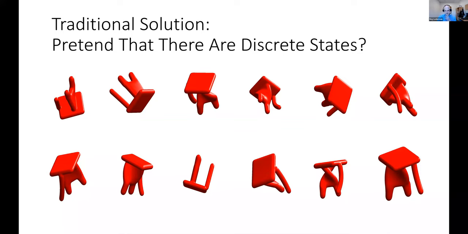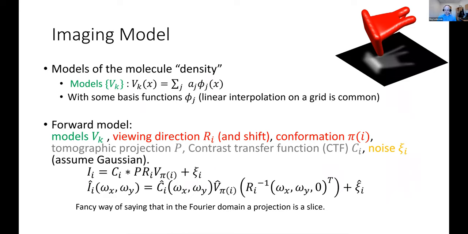Okay, so that's the traditional approach, discretizing it. Just to put this a little bit more mathematically, these are a few slides that are very packed, so I'll just try to explain the general idea. We have a set of models that represent the electric density of this molecule. Each one of these volumes or densities is a function, and usually we describe this function as some kind of linear combination of basis functions. Usually people use some kind of linear interpolation on some grid.